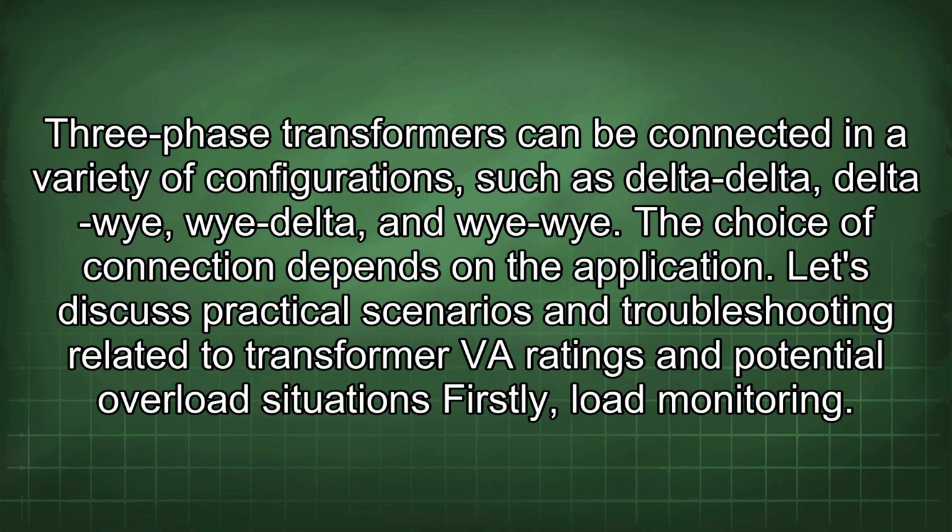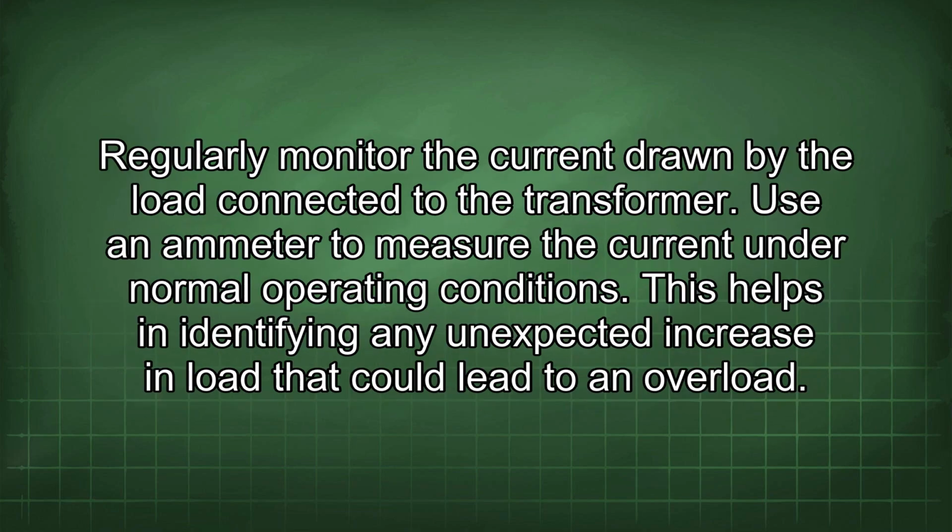Let's discuss practical scenarios and troubleshooting related to transformer VA ratings and potential overload situations. Firstly, load monitoring. Regularly monitor the current drawn by the load connected to the transformer. Use an ammeter to measure the current under normal operating conditions. This helps in identifying any unexpected increase in load that could lead to an overload.